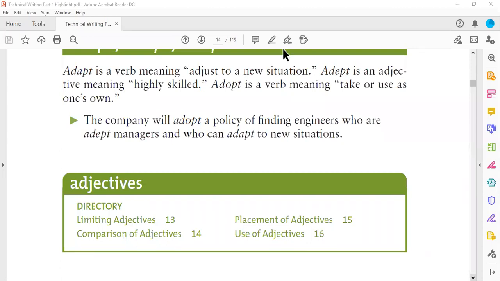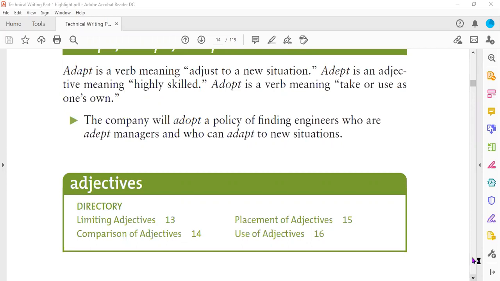Okay, good morning, everyone. So today we will discuss adjectives. We will talk about the limiting adjectives, placement of adjectives, comparison of adjectives, and use of adjectives. Okay, so let's get started.